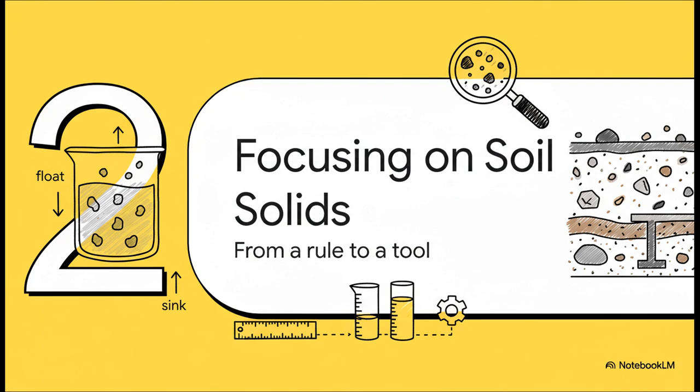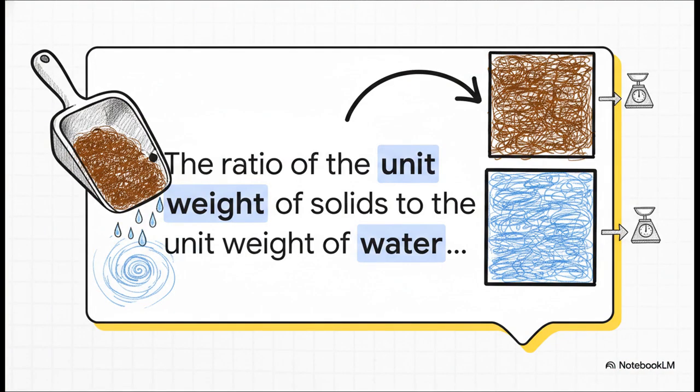Okay, so we've got the basic sink or float rule down. Easy enough. But how does this simple idea turn into a super powerful tool for engineers? Well, that happens when we really zoom in and apply this concept to soil solids. I'm talking about the actual tiny mineral particles themselves. So when we talk about soil, the formal definition, which we use the letter G for, is the ratio of the unit weight of the solids to the unit weight of water.